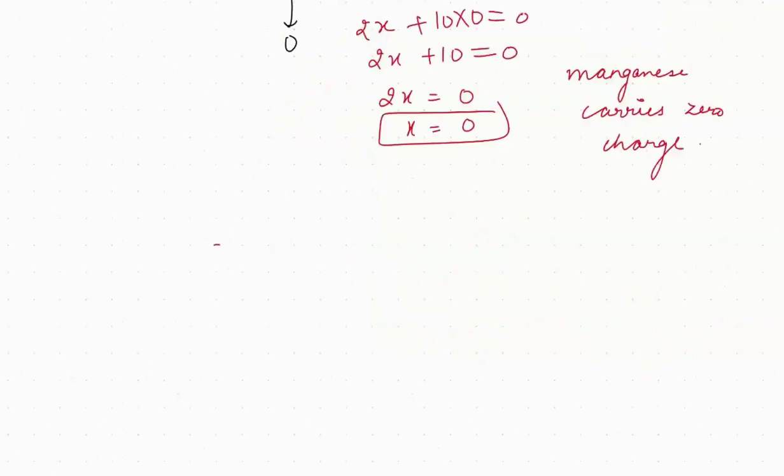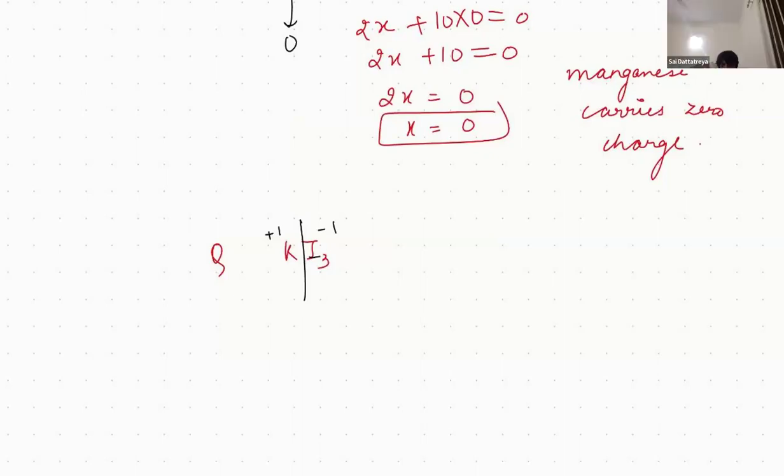Now there is this complex which is called KI3. Now, how do you break this down? Remember this. This is a triiodide ion. It is going to break down like this. Potassium shall always carry +1, because potassium is an alkali metal. So it is going to be K+ and I3-.